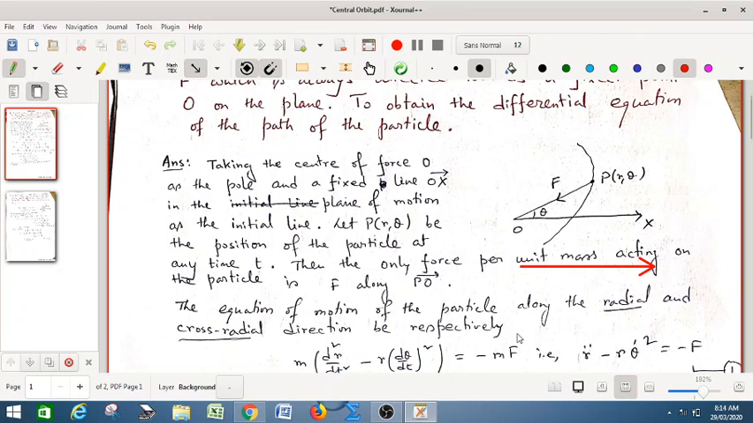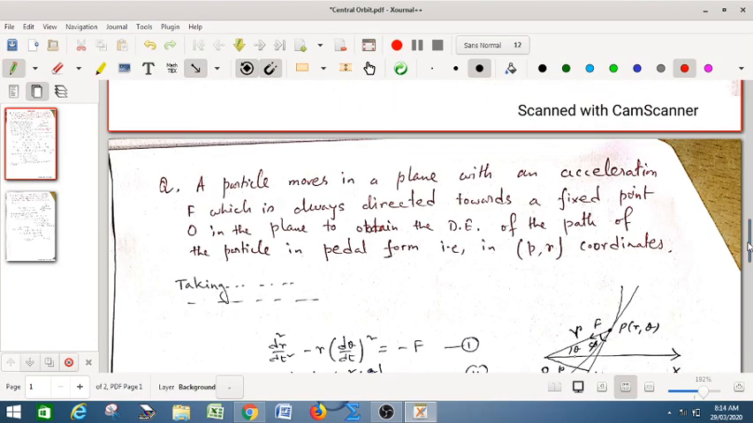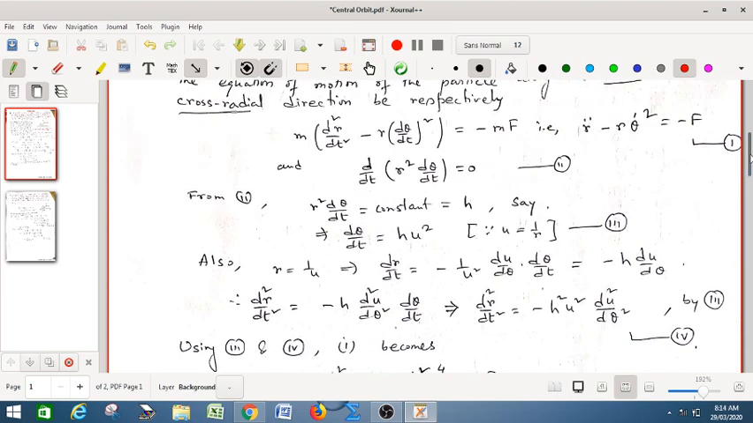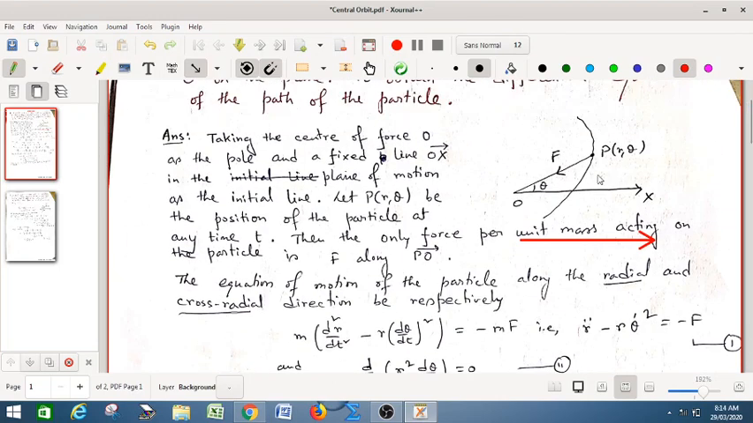The equation of motion of the particle along the radial direction and perpendicular to the radius vector, that is the cross radial direction, can be written as m (d2r/dt2 minus r (d theta/dt) whole square) equal to minus mF. That is equation 1.